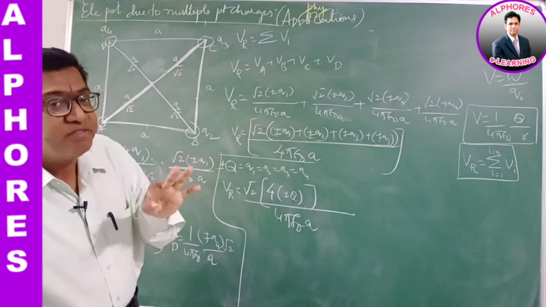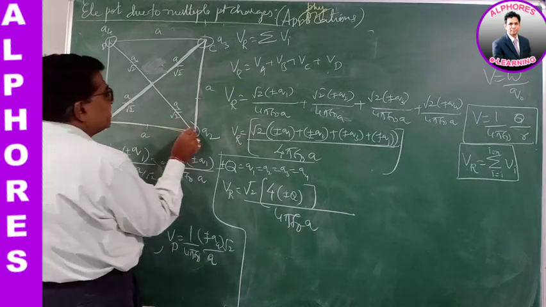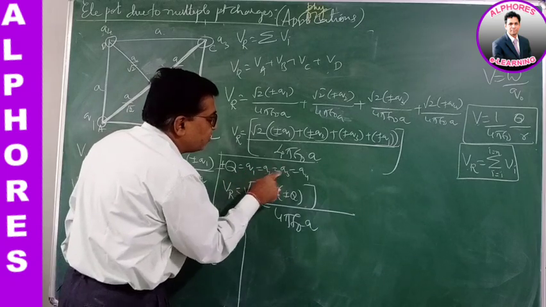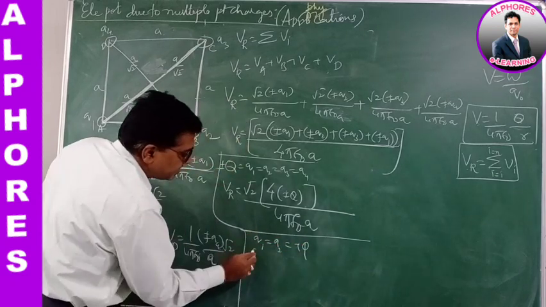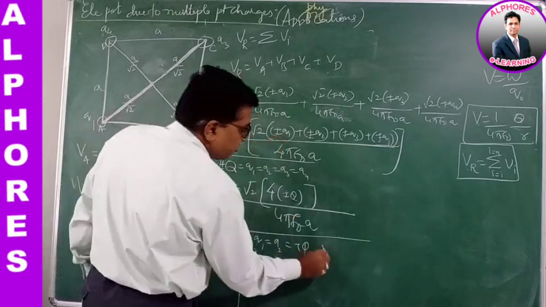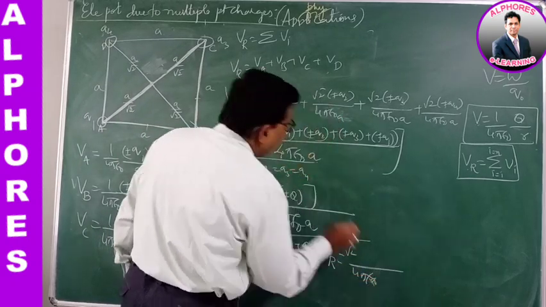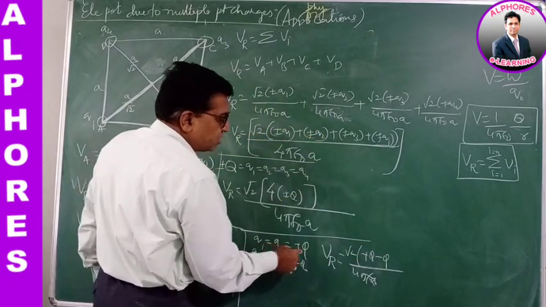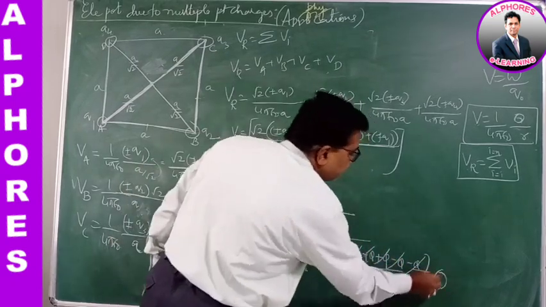Right? Now suppose they are alternately positive and negative. That is, Q1 is plus, Q2 minus, Q3 is plus, Q4 minus. So in this, Q1 and Q3 are positive, Q2 and Q4 are negative. In another case, Q1 and Q2 are plus Q, and Q3 and Q4 are minus Q. Then if I substitute, the resultant potential is root 2 by 4 pi epsilon naught A times plus Q, plus Q, minus Q, minus Q. They all get cancelled. The answer becomes zero.